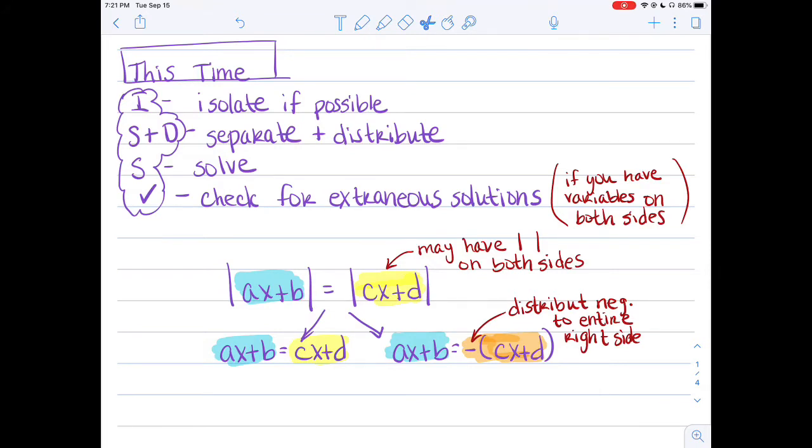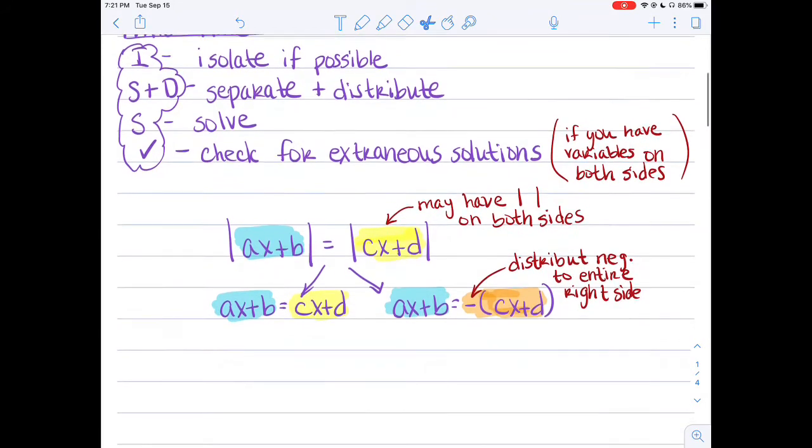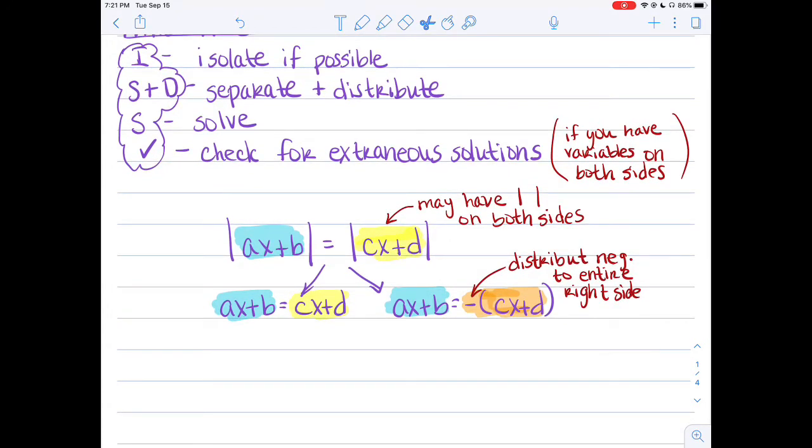The second step is going to still be to separate, but this time we're adding a D there. So separate and distribute, because now we may have more than one term on the right-hand side. And so the negative that we are used to applying for our second equation that we solve, our second linear equation, has to distribute to all terms on the right-hand side. There may not be just one term. And so we will then solve those absolute values.